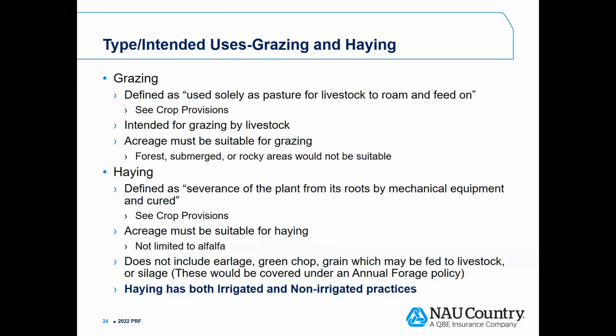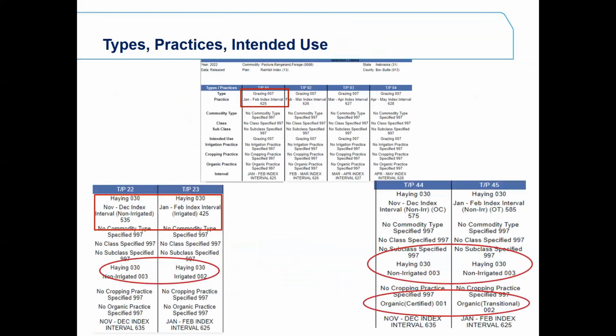It can't be so rocky that it can't be harvested, and it can't be so far from a water source that it can't be grazed. Haying does have both irrigated and non-irrigated. The key word to remember, for whatever type you put it under, is that it's suitable for the practice you choose. On county base value, they're available out on the actuarials. You want to know what the county base value is in a county for a type, be it haying, irrigated, non-irrigated, organic, irrigated, non-irrigated, or grazing. These are available in the actuarials, and they are different by county.